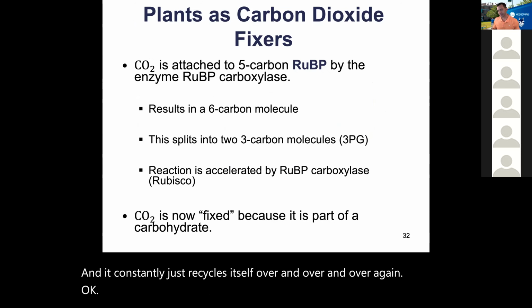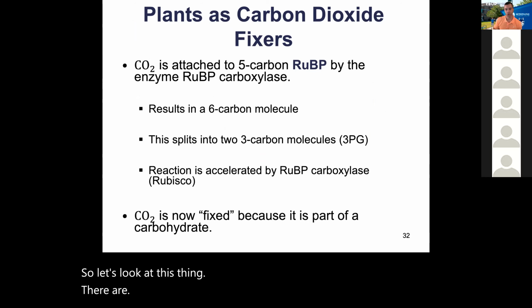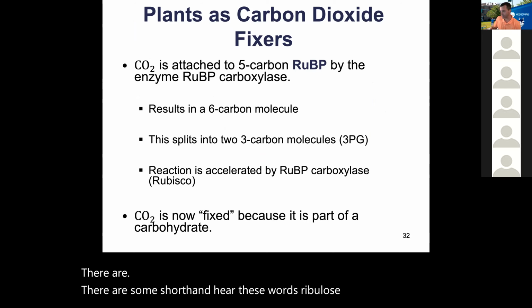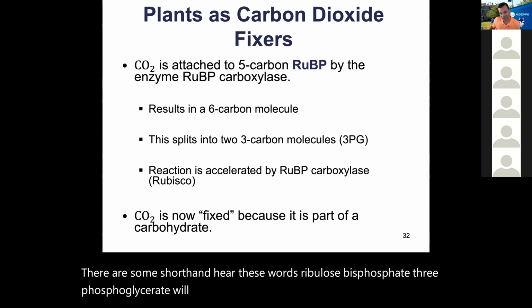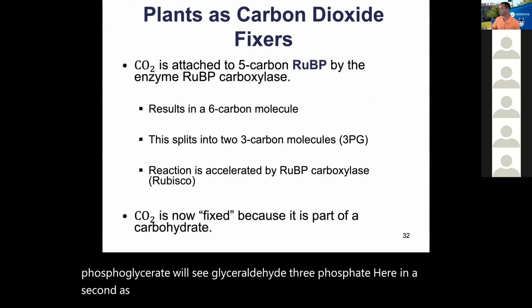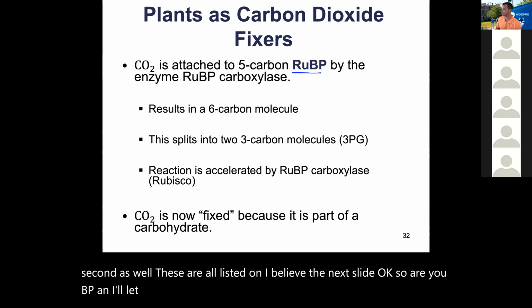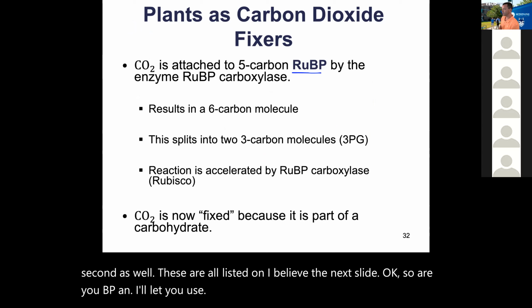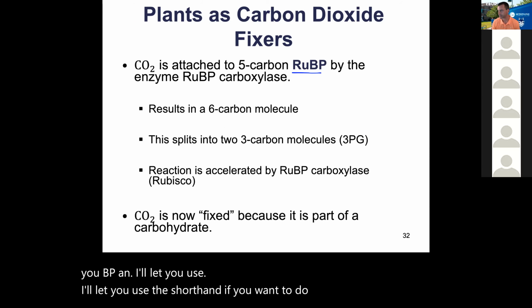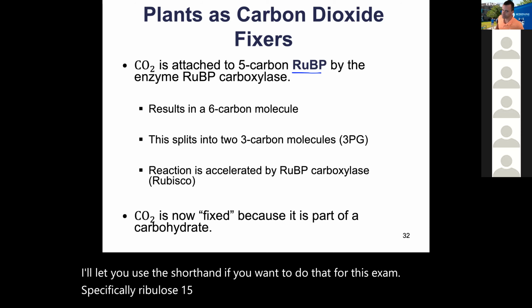So let's look at this thing. There is some shorthand here. These words: ribulose bisphosphate, 3-phosphoglycerate. We'll see glyceraldehyde 3-phosphate here in a second as well. These are all listed on, I believe, the next slide. So RUBP, and I'll let you use the shorthand if you want to do that for this exam. Specifically ribulose 1,5 bisphosphate, but who's counting?